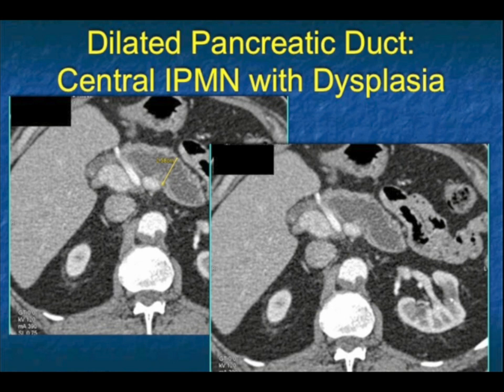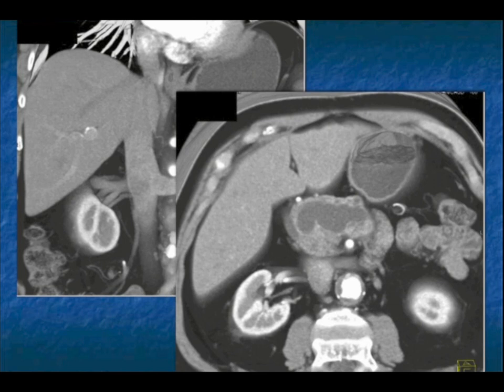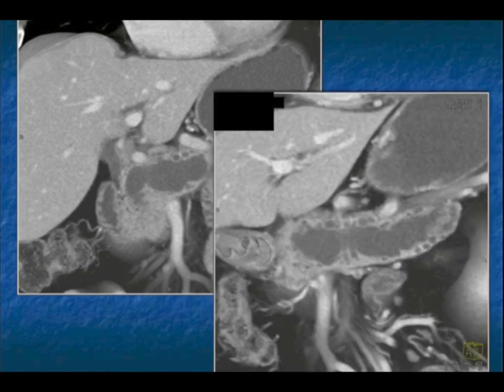When a duct is over 8 millimeters, you have to worry the patient has an IPMN of the main duct with possible dysplasia or carcinoma. This patient had high-grade dysplasia with a markedly dilated pancreatic duct. These are the patients who typically will get Whipple's procedures or total pancreatectomy. Here's another set of images from that same patient, the really markedly dilated pancreatic duct. And you can see some outpouchings from the side of the duct, very nicely shown.